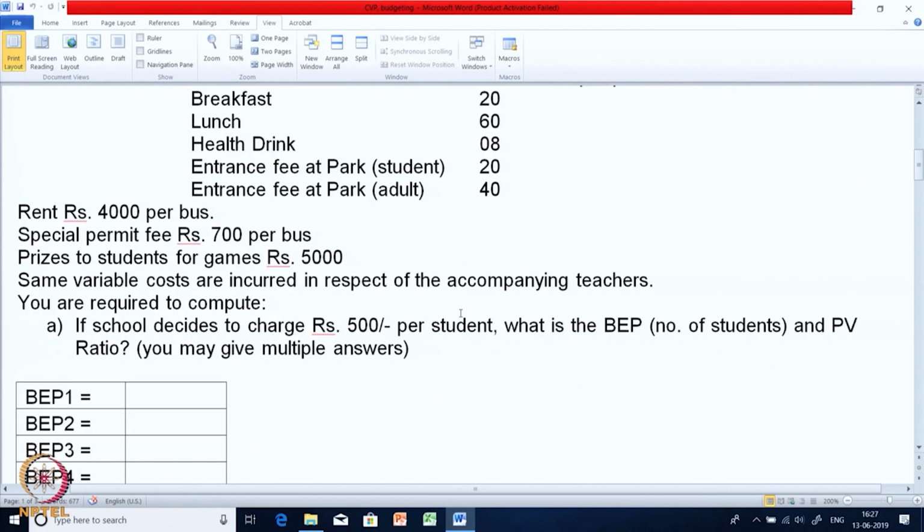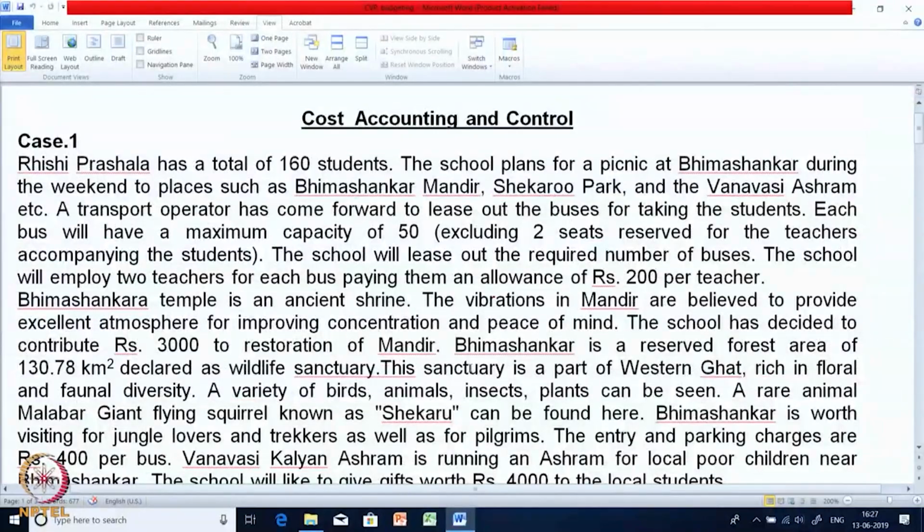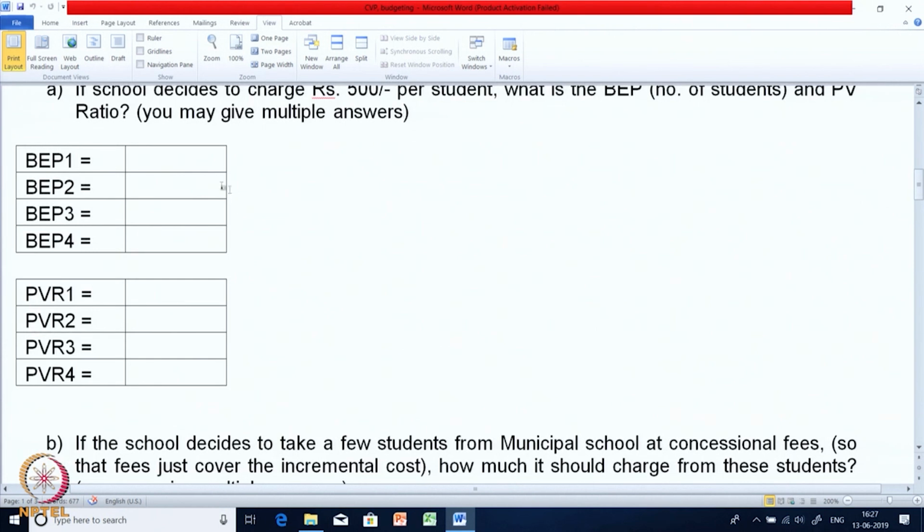Now based on the cost, you are required to compute: A, if the school decides to charge 500 per student, what is the BEP in terms of number of students and what is the PV ratio. Interesting thing is you can have multiple answers. You can have up to 4 columns, 4 cells are given. You can have up to 4 answers for BEP and 4 answers for PVR.